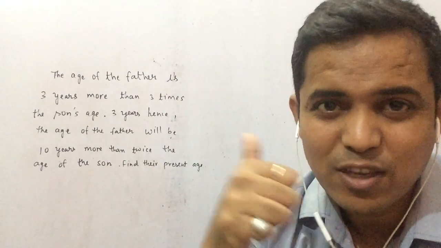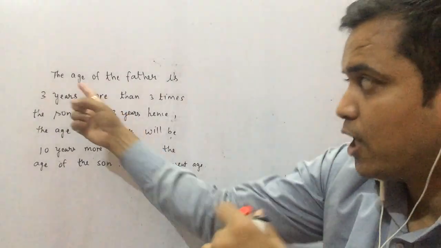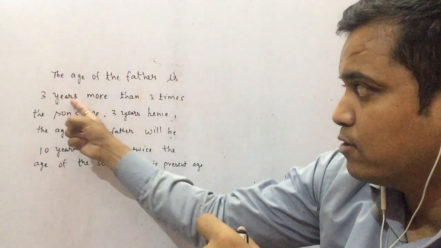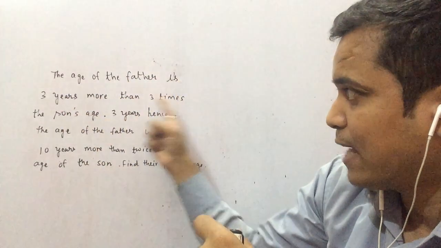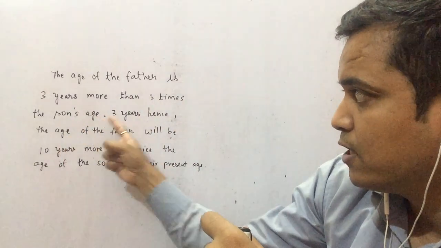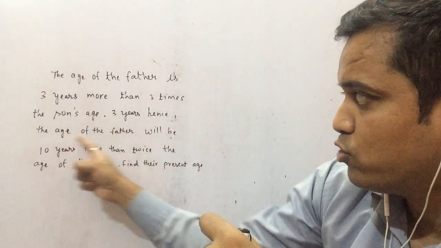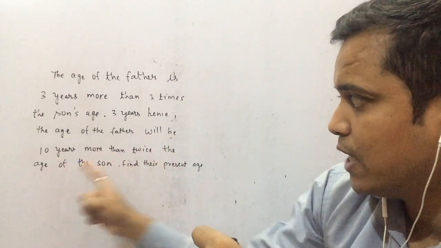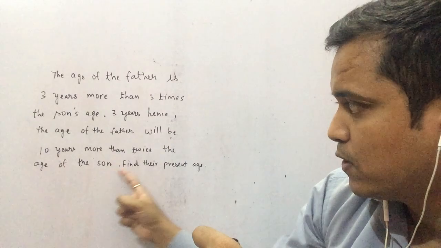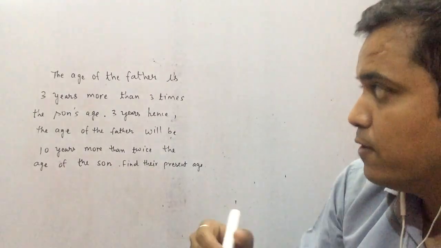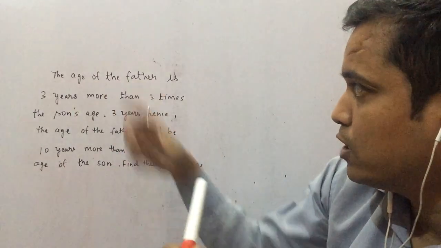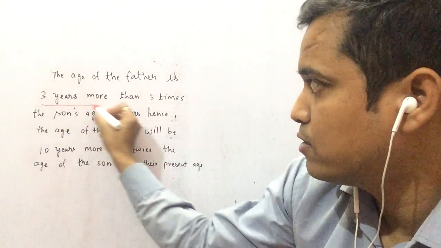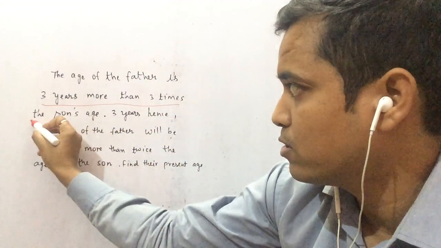Okay, here I am giving you the example. The age of the father is 3 years more than 3 times the son's age. 3 years hence, the age of the father will be 10 years more than twice the age of the son. Find their present age.